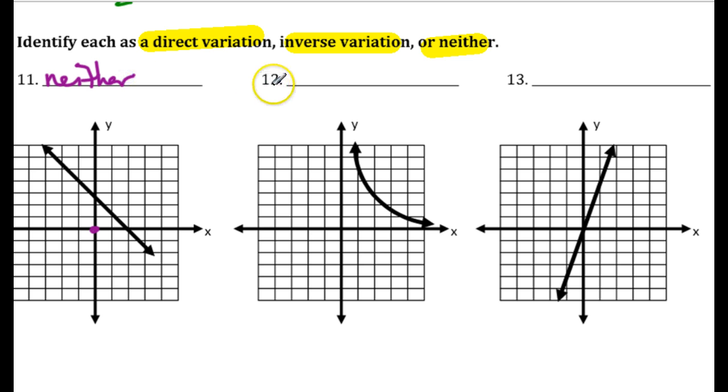Okay? Number 12 is that curved line. Hopefully you remember the curved line is inverse. And 13, straight line. And look, it does go through the origin. Therefore, that one is direct. Alright, so that's pretty much it for that section.